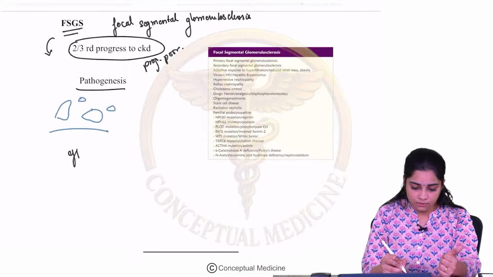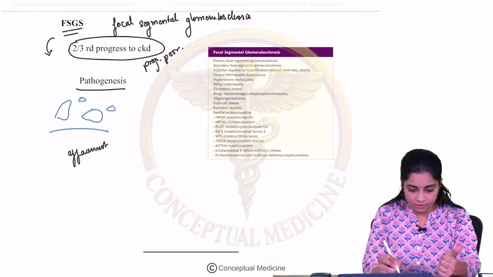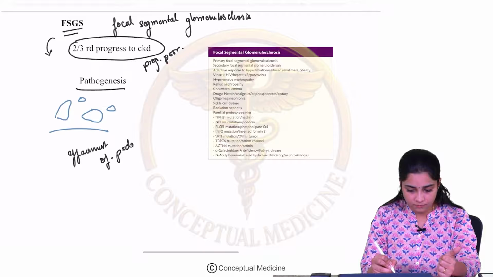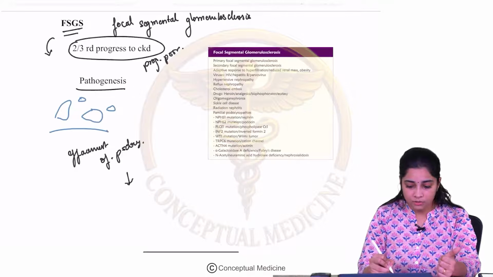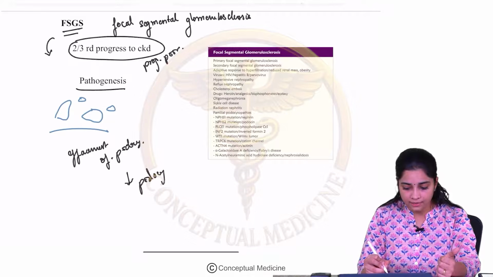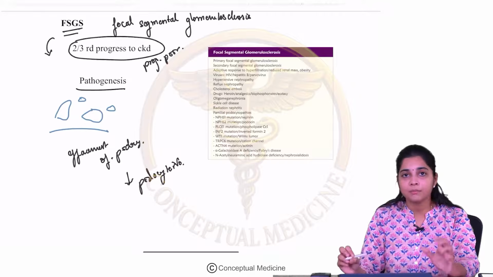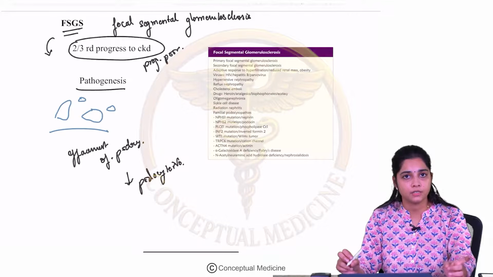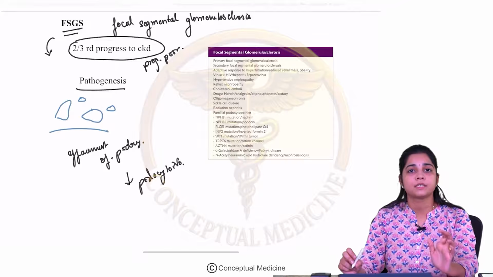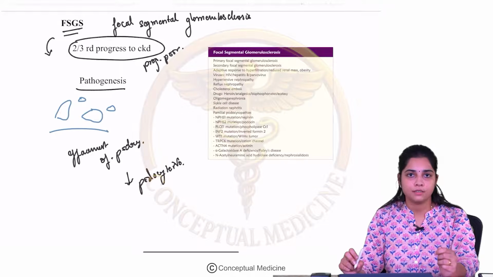Here also you have effacement of podocyte foot processes. But there is also a decrease in the podocyte number. The decrease in podocyte number is not seen in minimal change. So that is how FSGS is different from minimal change disease.